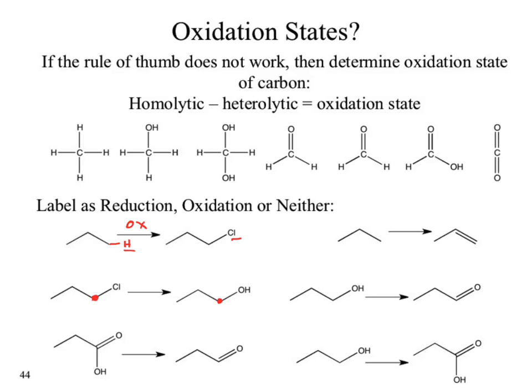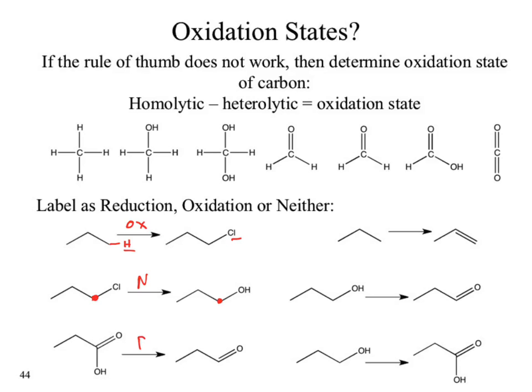Shouldn't that be reduction? Then you gained an electron. But then I gained one. The net result is nothing. Neither happened. Why is this neither? What kind of reaction did you do? Substitution. When we talked about substitution reactions, did we talk about oxidation states? No. Why not? Because it isn't reduction and oxidation. That's why. Next one.